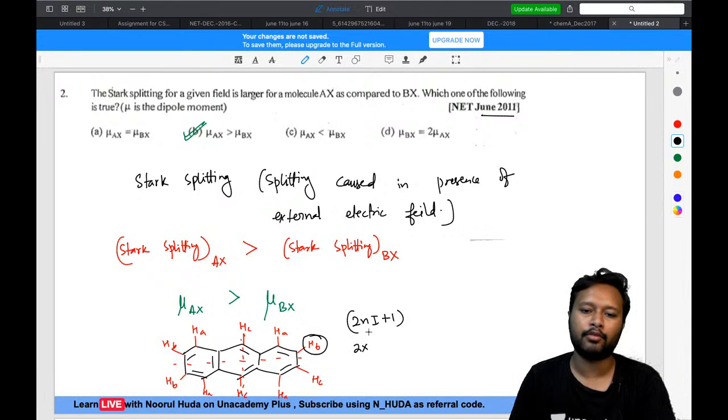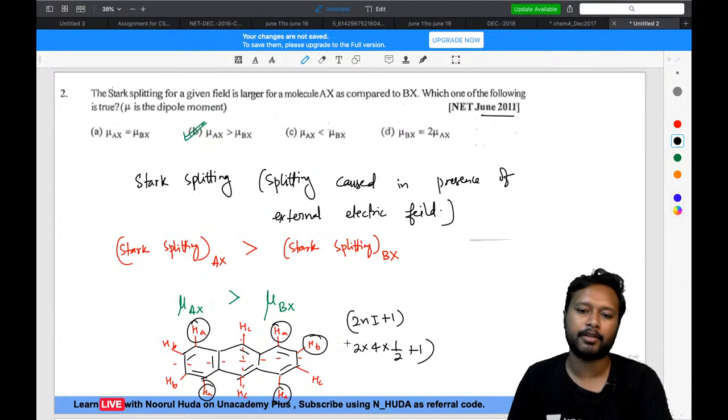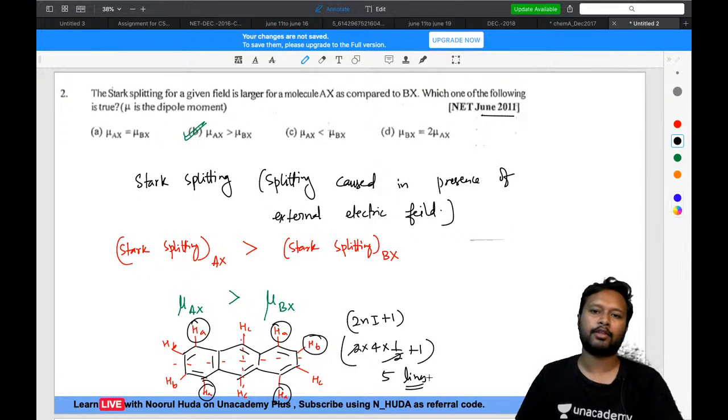So it will be like 2nI plus 1, since इसके just adjacent में कौन है, these two are equivalent, इनके adjacent में कौन है, HA और HA. ठीक है, so इस तरीके के कितने HA हैं, so we have 1 2 3 4, चारों HA equivalent हैं एक दूसरे के. So all these HA are equivalent to each other, they are not different. तो कितने नंबर ऑफ हाइड्रोजन है, 1 2 3, sorry 4 not 3, there will be 4. I value of each hydrogen is half, 2nI plus 1. Solve this and you will get 5 lines in this case.